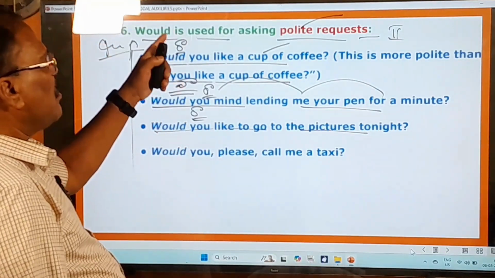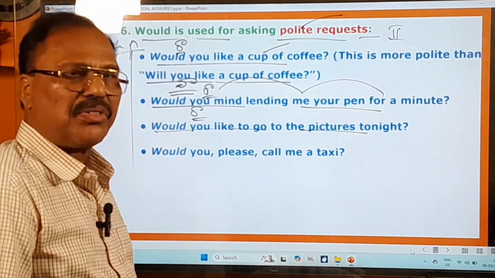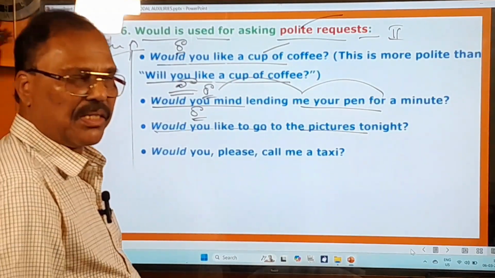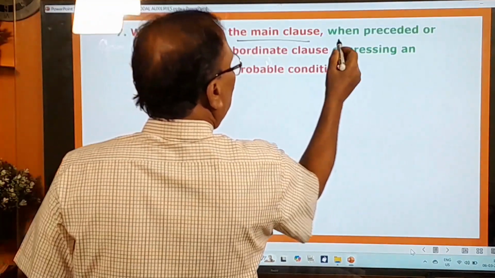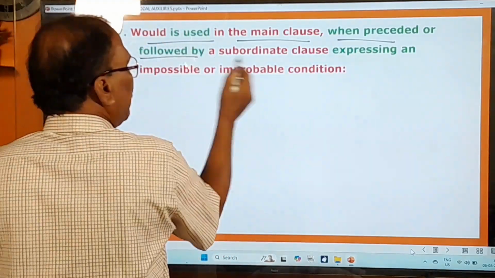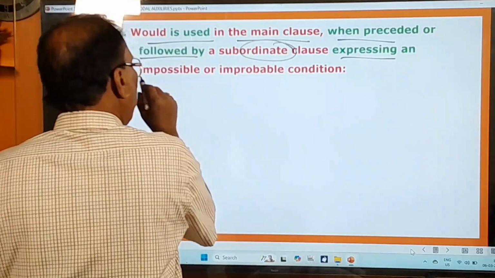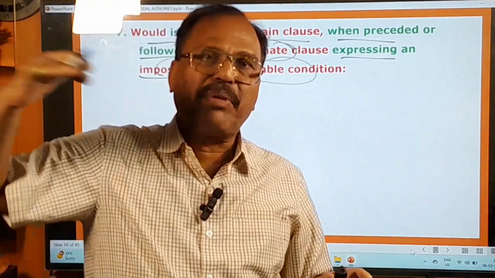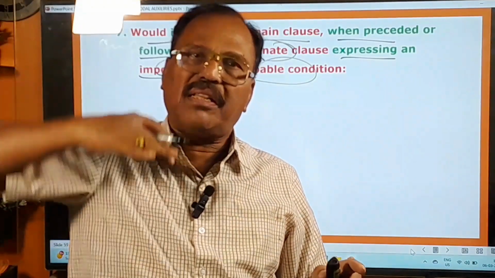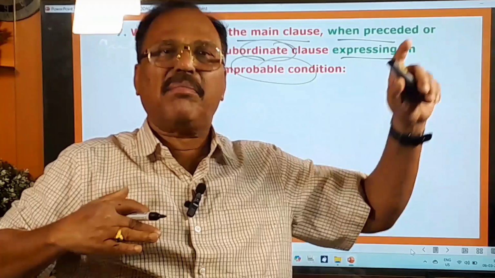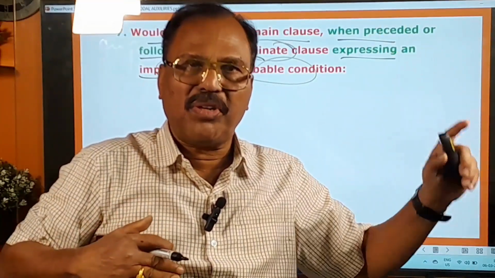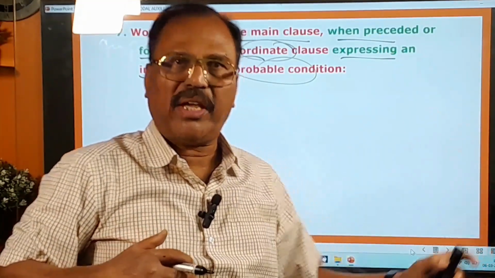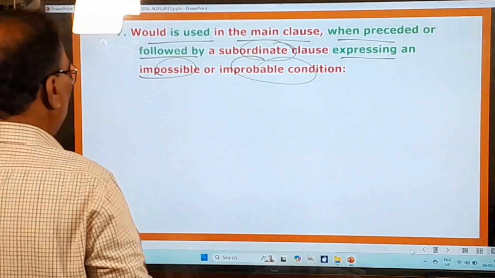So would is used for asking polite questions. Now you move on to learn other things. Would is used in the main clause when preceded or followed by a subordinate clause expressing an impossible or improbable condition. Whenever there is an improbable or impossible condition in the subordinate clause, in the main clause only the modal auxiliary would must be used. Okay, right. And here you pay attention.